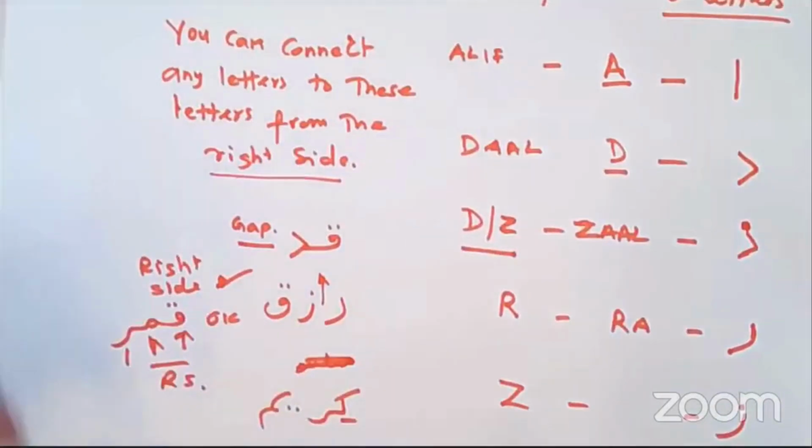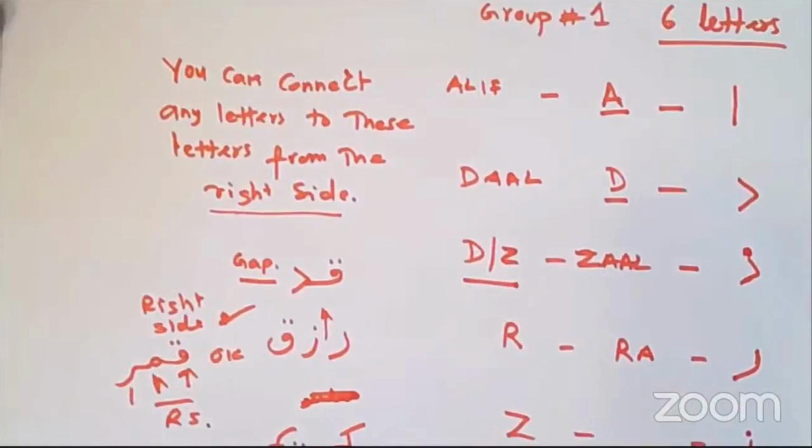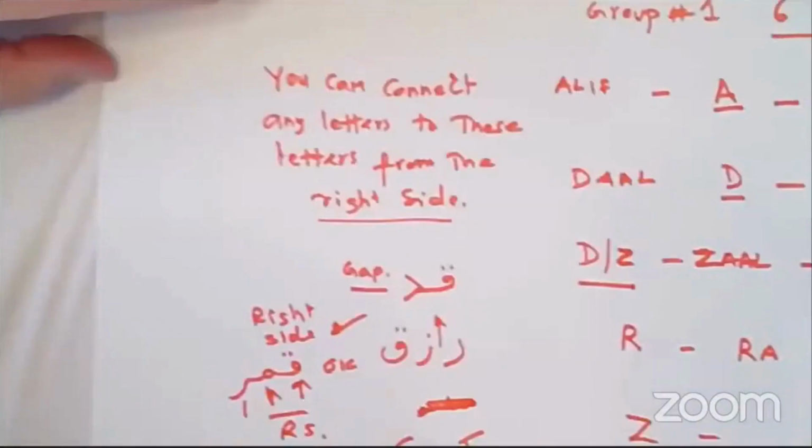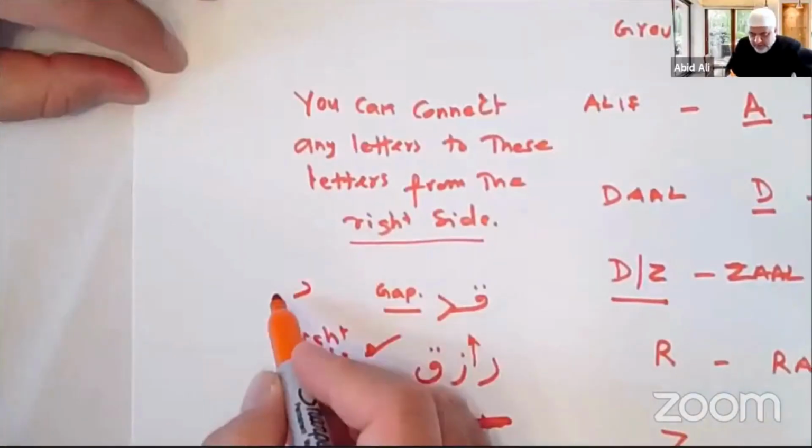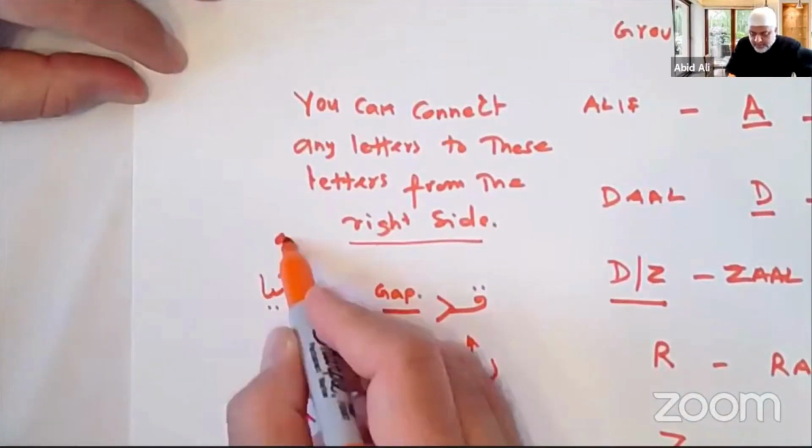Yeah. Okay. So just an example for dal is dunya. There will be a gap between dal and noon. So dal and then dunya, there is a gap.